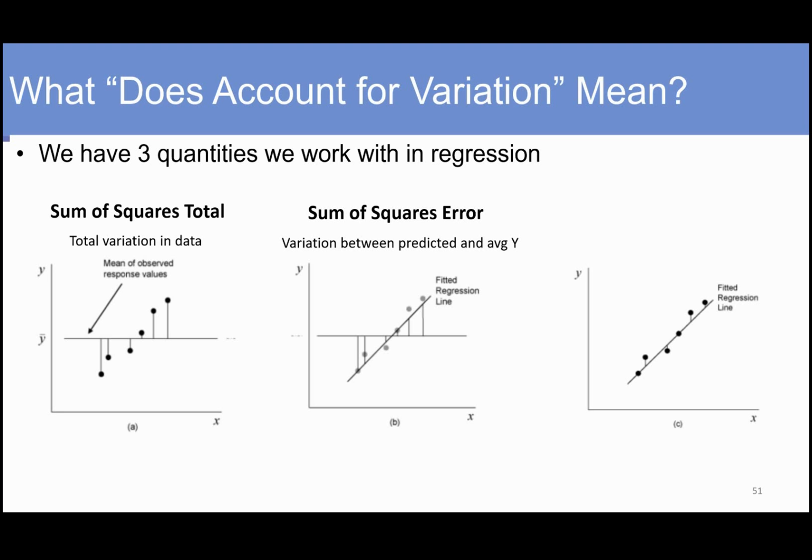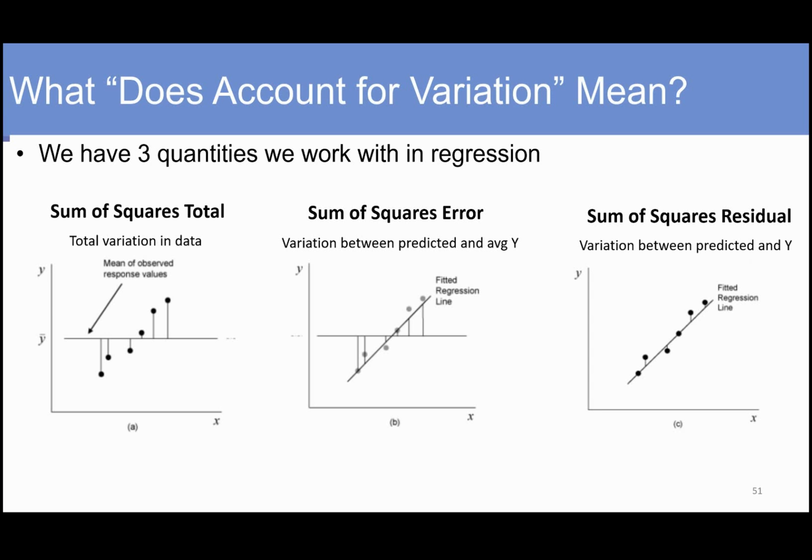And finally, we have this last term here. So here we're looking at the residuals, right? This is the fitted line. These are the data values. And so this is called the sum of squared residuals. We take these residuals and we square them and we sum them up.